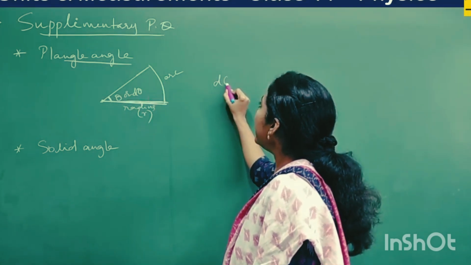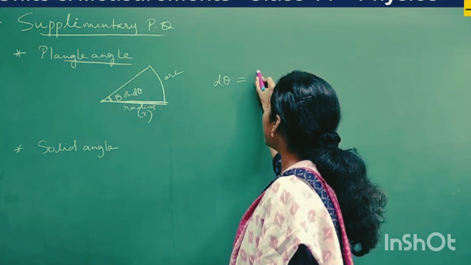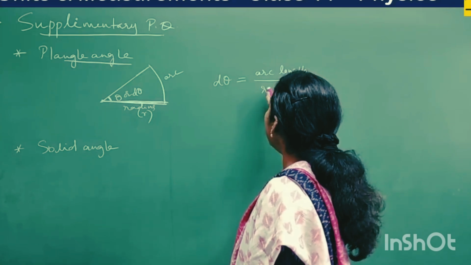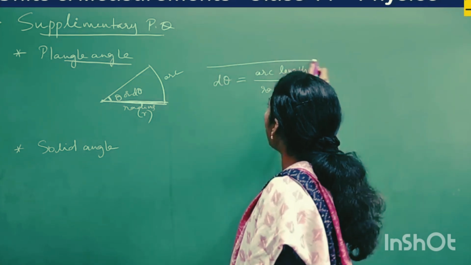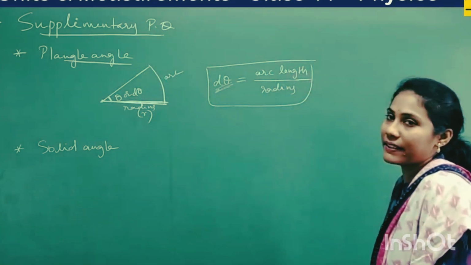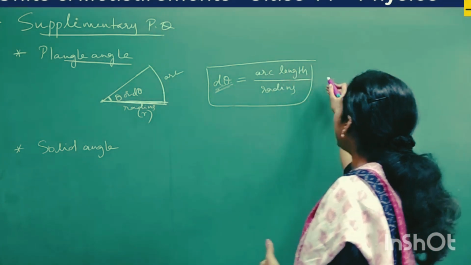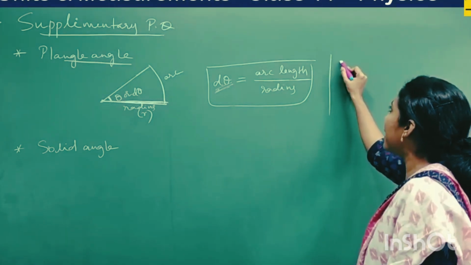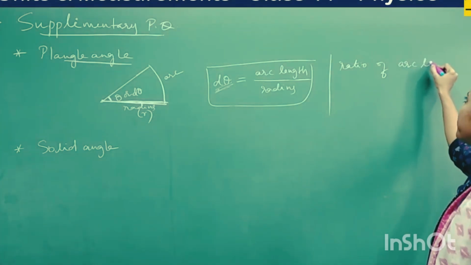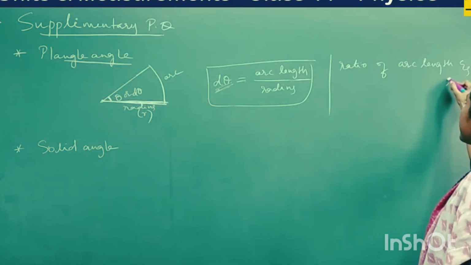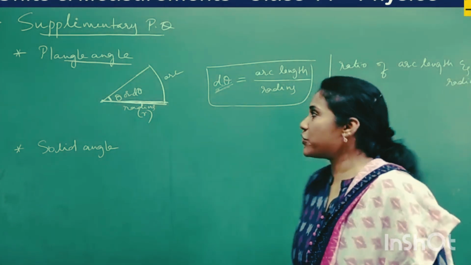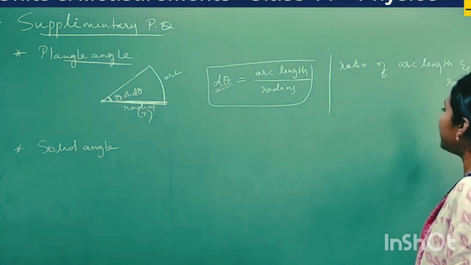So d theta can be calculated by knowing the arc length. It is the ratio of arc length divided by radius. Okay, so this is what we call plane angle, and this is how it can be calculated. So how do you define this plane angle? I'm just writing its definition. It's nothing but the ratio of arc length and radius. For the board point of view, if you have to know the definition of plane angle, it's nothing but the ratio of arc length and radius.